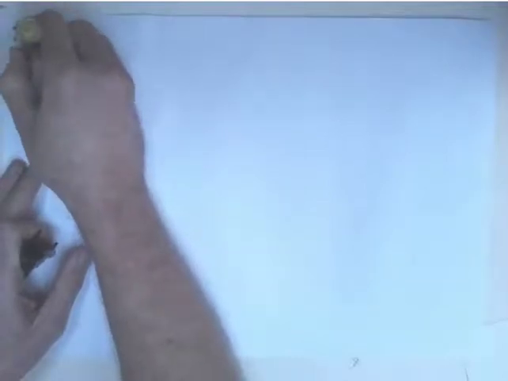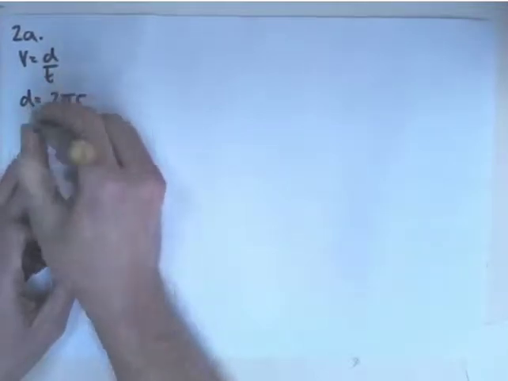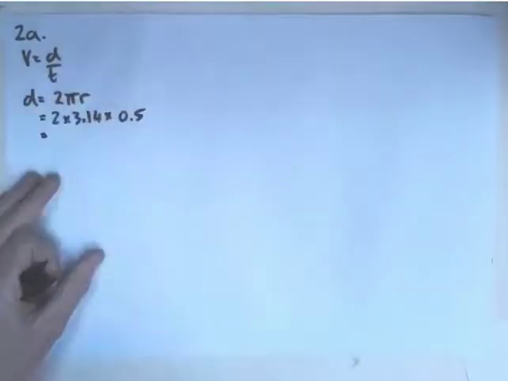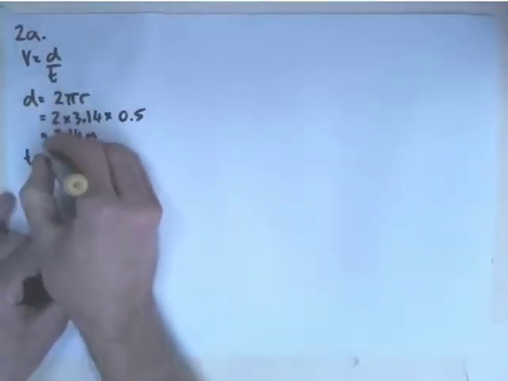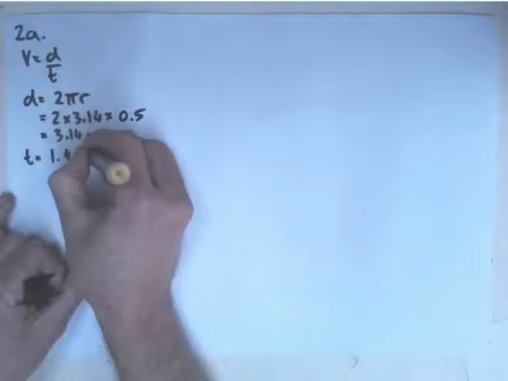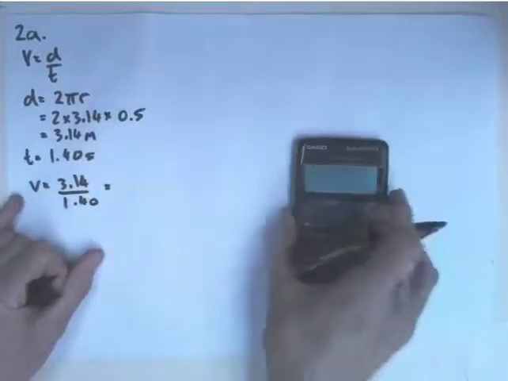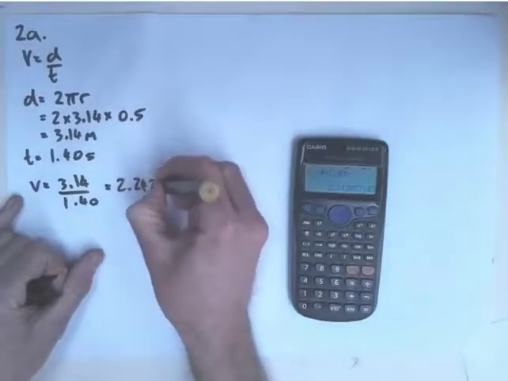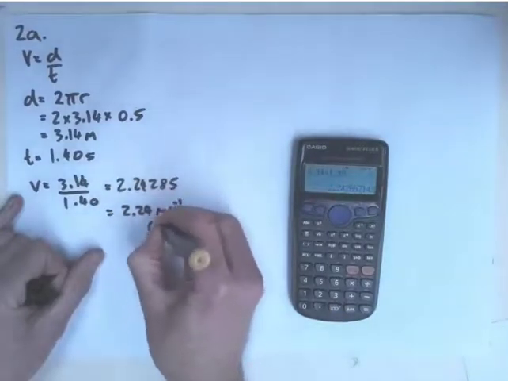So question 2A. Well, let's see, we've got velocity equals distance over time. We need to know the distance. In this case, the distance is the circumference of the circle. The circumference of a circle is given by 2 pi r. So d equals 2 pi r, 2 times 3.14 times 0.500, which is, of course, 3.14 meters. The time is 1.40 seconds, so v equals d over t. We solve that, we get v equals 2.24 meters per second. And I've written... it should be given to 3 significant figures, in fact.